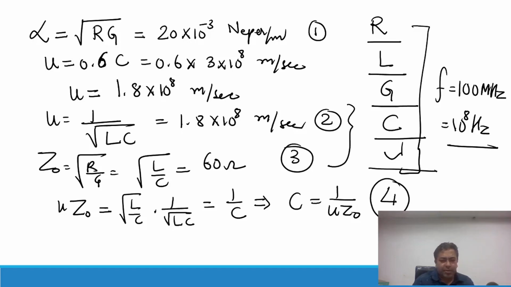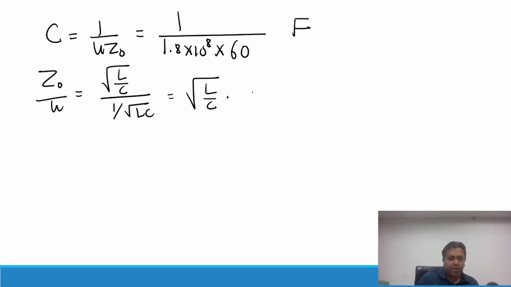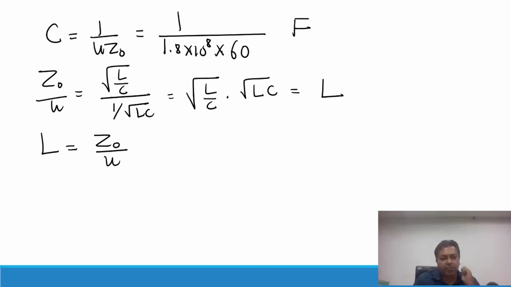As far as the inductance is concerned, let me divide equations 2 and 3. Okay, let me divide 3 by 2. Z naught by u, this is basically under root L by C divided by 1 by root LC. So you can better write root over L by C into root LC. Root C cancels, it is L. So basically the value of the inductance is nothing but characteristic impedance upon U. U means phase velocity of the electromagnetic wave in the transmission line. And of course, the transmission line we are talking about is the distortion-less transmission line.